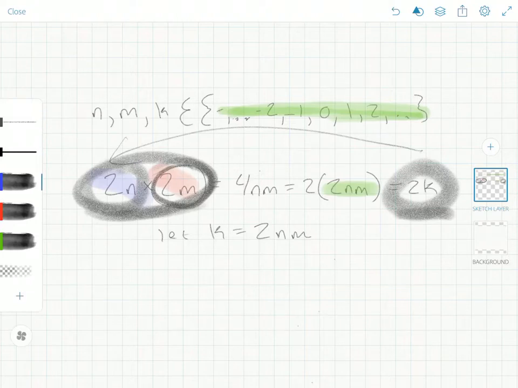I probably won't ask you to do a proof like this in class, but it is an example of deductive reasoning.